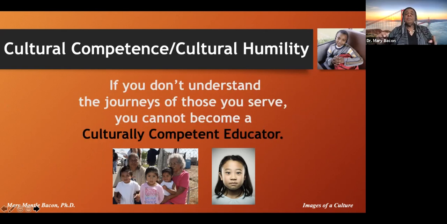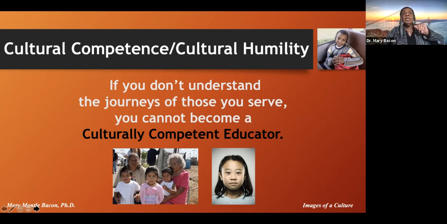I often tell people that the context in which we will be dealing with this topic, and the way I deal with most topics in evaluating students, is that if you don't understand the journeys of those you serve, you cannot become a culturally competent educator.